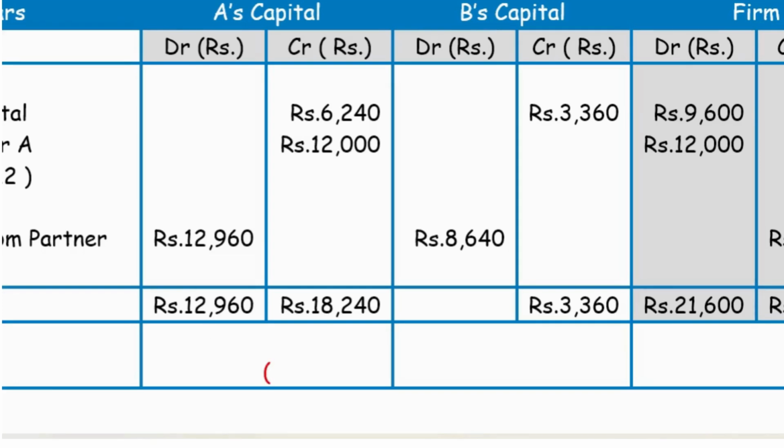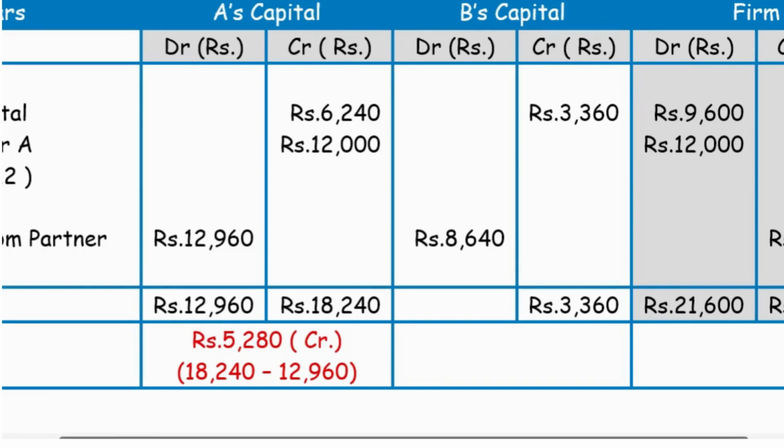That is 18,240 minus 12,960. Partner A is to get an amount of 18,240, and he has to surrender back 12,960. So the difference amount is rupees 5,280. Since he is supposed to receive the money from the firm, this amount would be credited to his account.